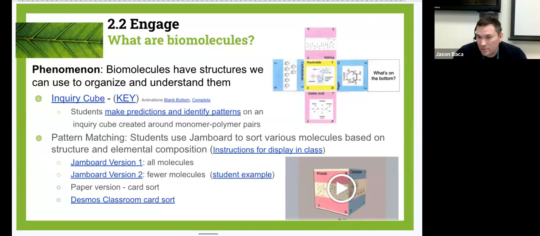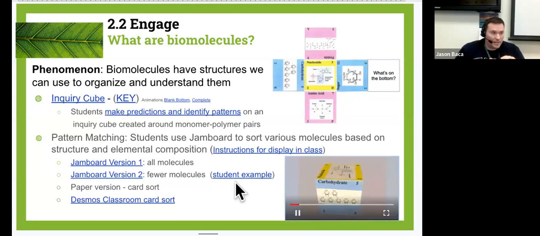So the first thing we do is this thing called an inquiry cube. It's something that fits into all three of our courses. Physics has it, chemistry has it, and so does bio. They all have a cube. And so here's my cube. If you start it there, you can see the little video of the cube.